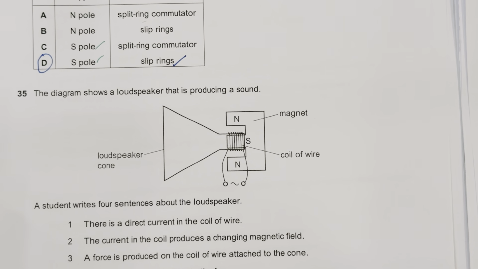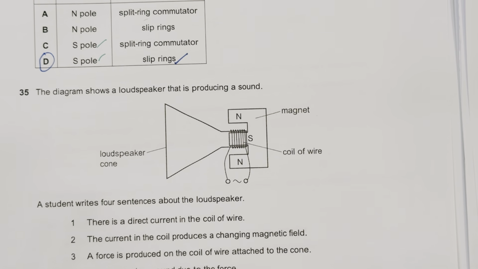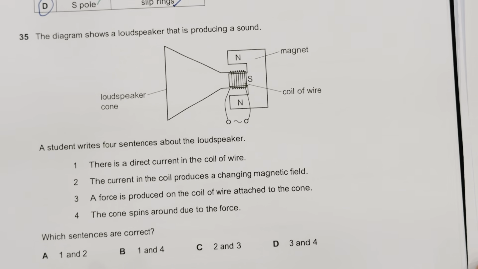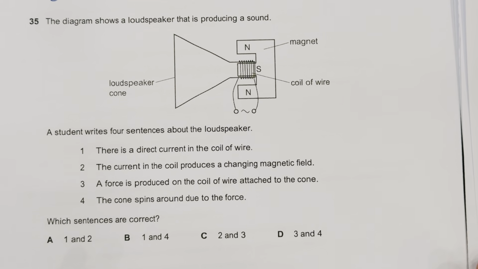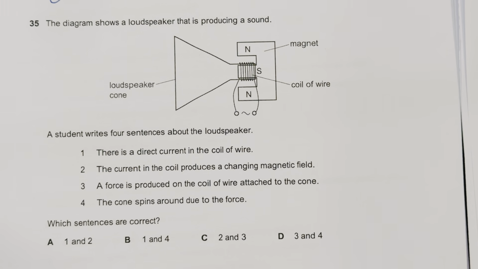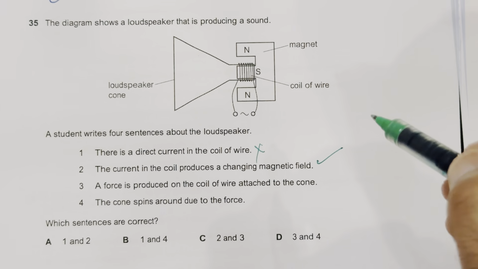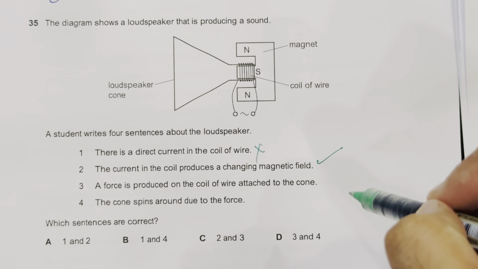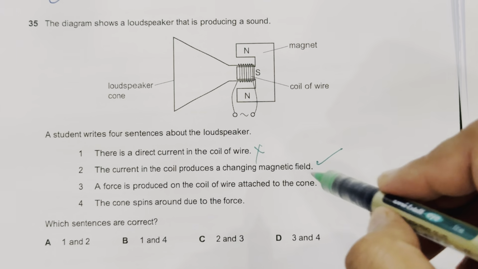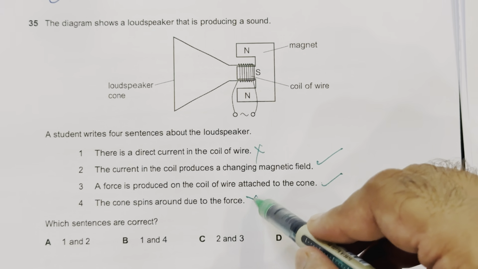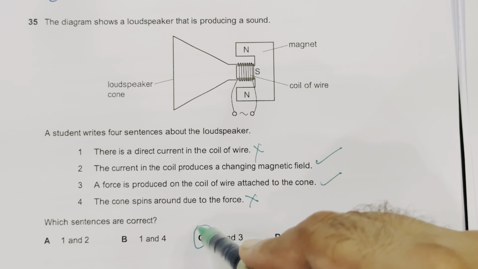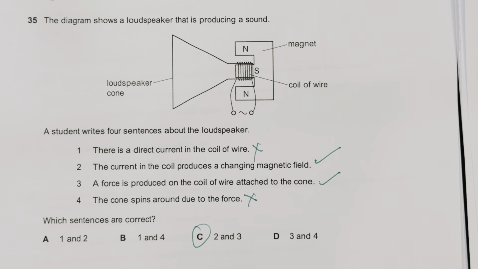Moving to question number 35. The diagram shows a loudspeaker that produces a sound. Okay, now you can see the whole question. A student writes 4 sentences about the loudspeaker. There is a direct current in the coil of wire. No, the current is not direct. The current in the coil produces a changing magnetic flux, yes. A force is produced on the coil of wire attached, yes, that is the force is produced. The cone vibrates due to this force, no. So option number C is carrying 2 and 3 correct, so this is the right choice.